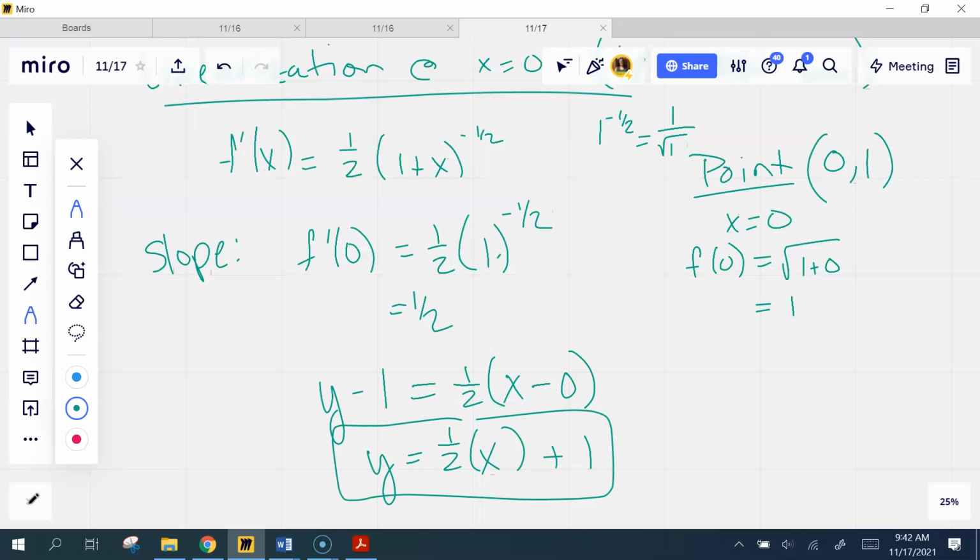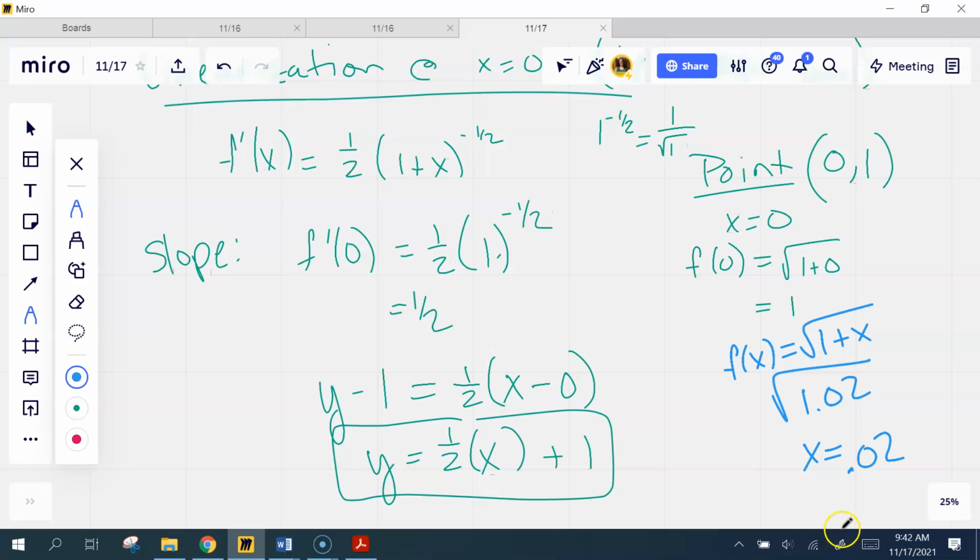The second part of the question says, use your linearization to approximate the square root of 1.02 without a calculator. Okay, so I don't have a calculator. Look at the original equation. What was the original equation? F of x equals the square root of 1 plus x. I'm trying to find this, so set 1 plus x equal to 1.02.